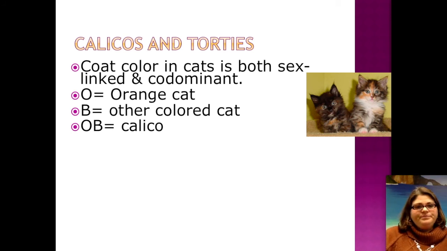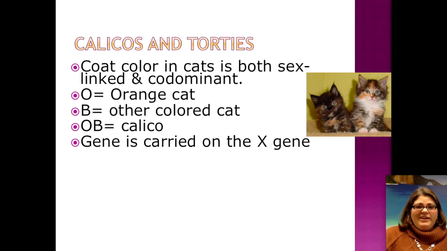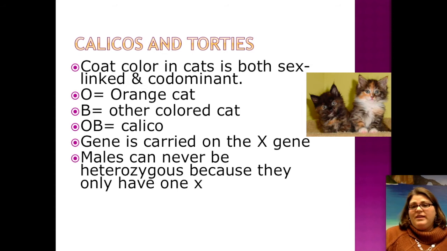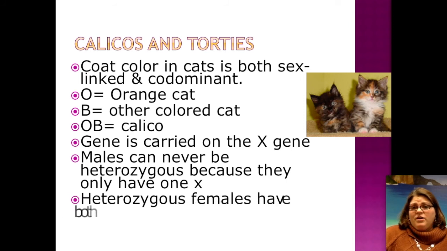So the gene is carried on the X, and so male cats can never be heterozygous because they can only have one X. And so consequently, females are the only ones that can ever be calico because they're the only ones that can ever have both an orange allele and a black allele.